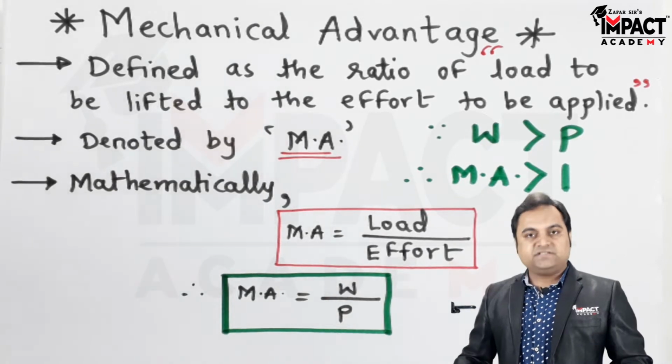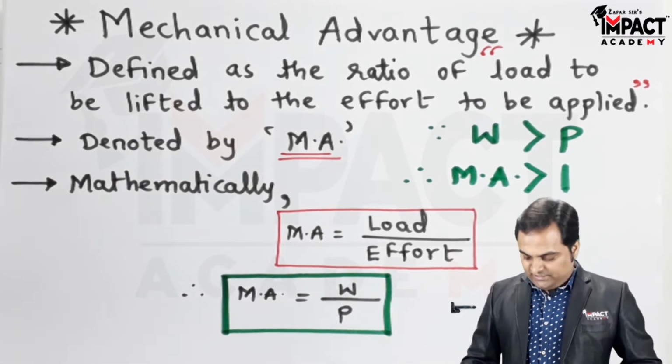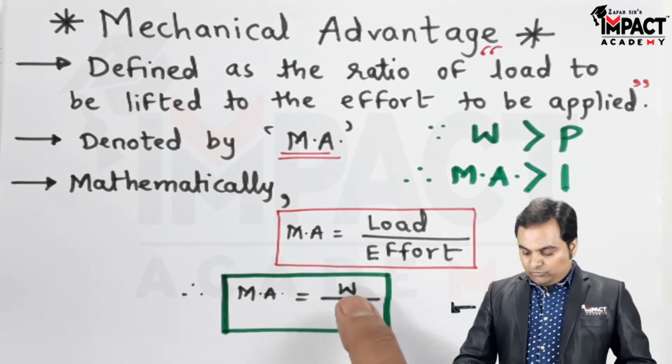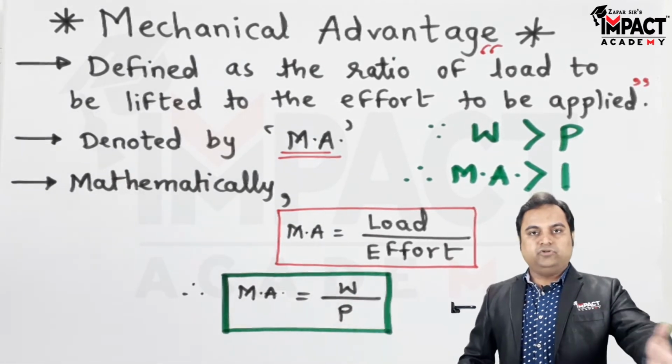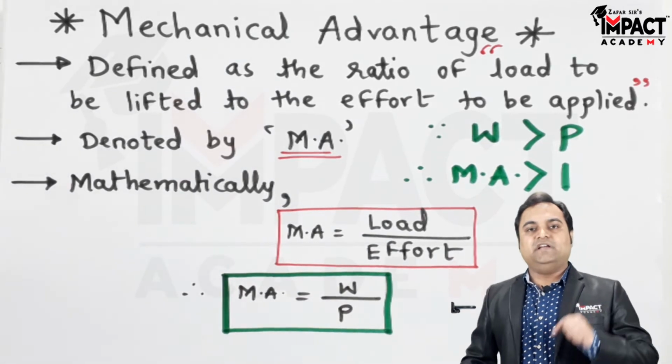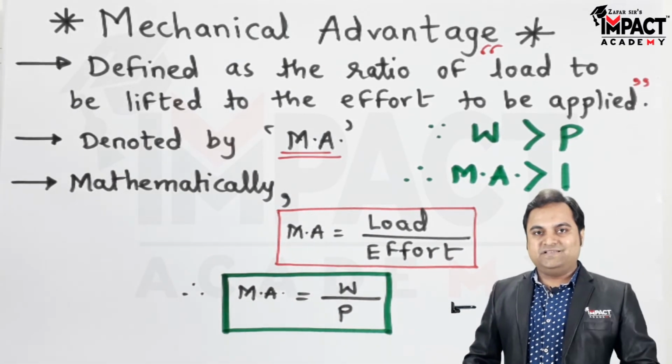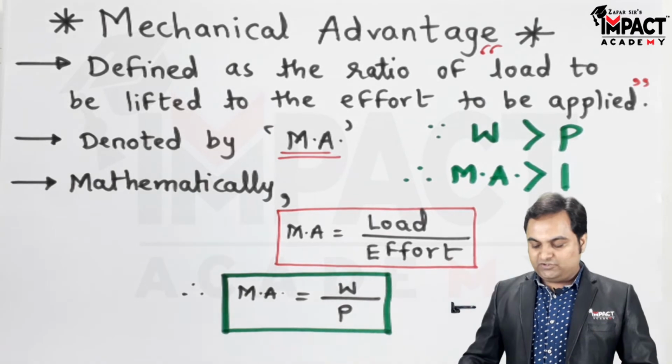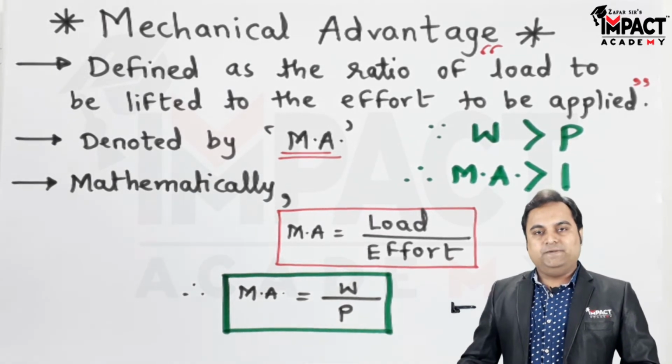So basically we can see that whenever we have a simple machine, in that case the amount of load is also called the amount of resistance which we have to overcome, whereas effort is the quantity which we are applying, so it is considerably less, and hence the mechanical advantage would always be greater than 1.